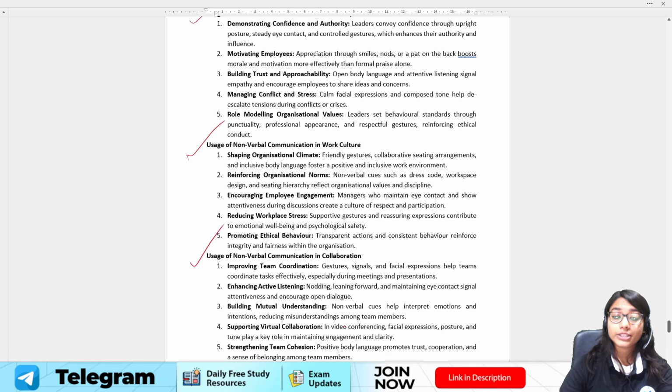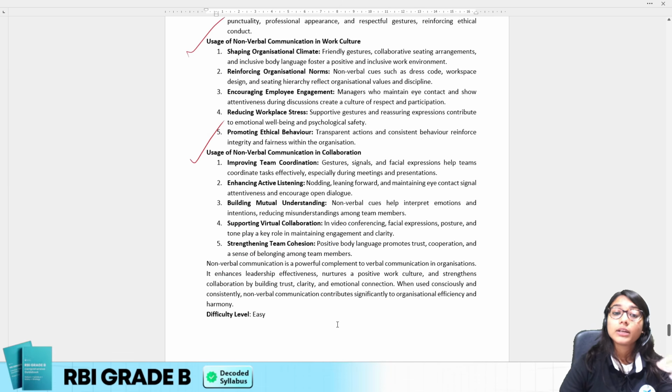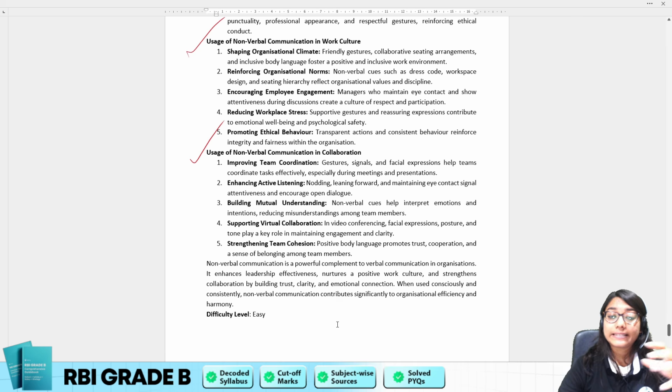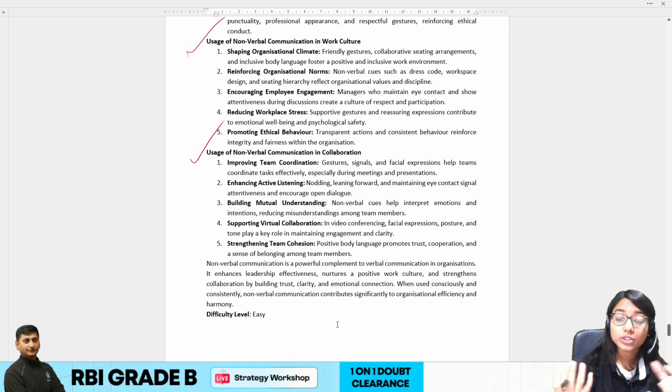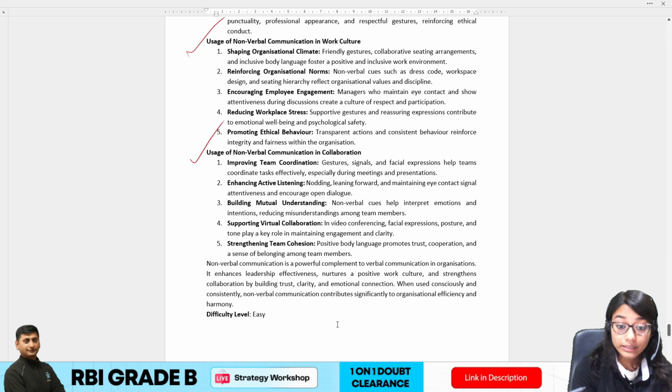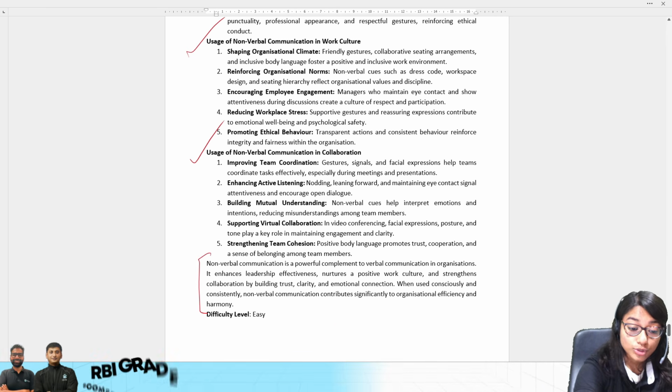Shaping the organizational culture, reinforcing, encouraging engagement, etc. And in the same way, usage in collaboration, how? Improving coordination, teamwork, mutual understanding, virtual collaboration. Done with the same, then we write the conclusion.